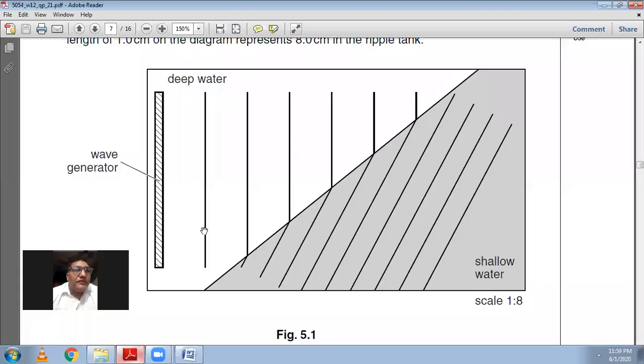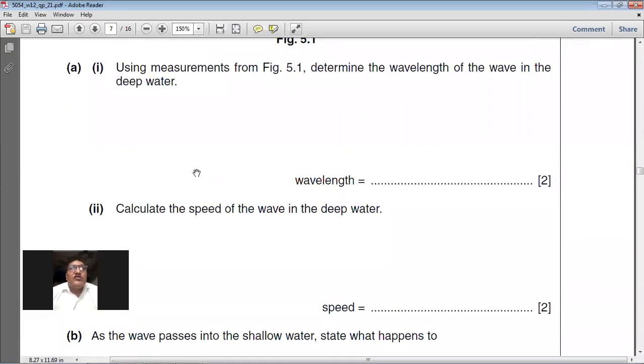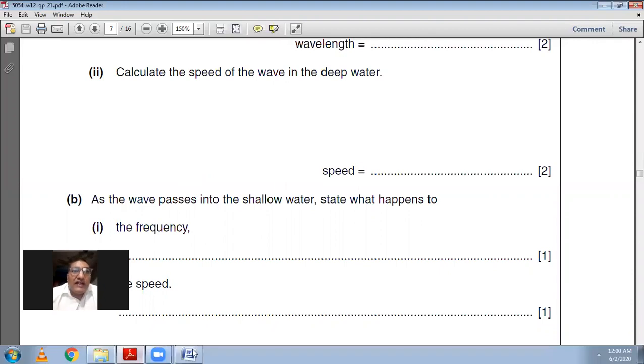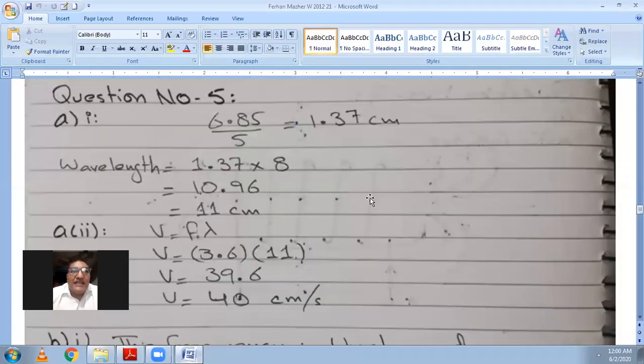Okay, it was a 2 marks question. The second part is calculate the speed of the wave in the deep water. We know the frequency of the wave, we know the wavelength of the wave, we can find the speed of the wave. The formula you know is V is equals to F lambda. So V is the question, F is given, and the lambda is also given. Just put those values. You will get your answer in centimeter per second.